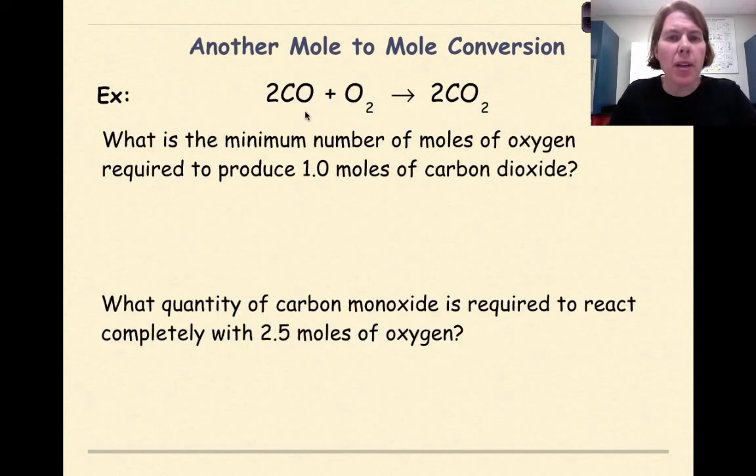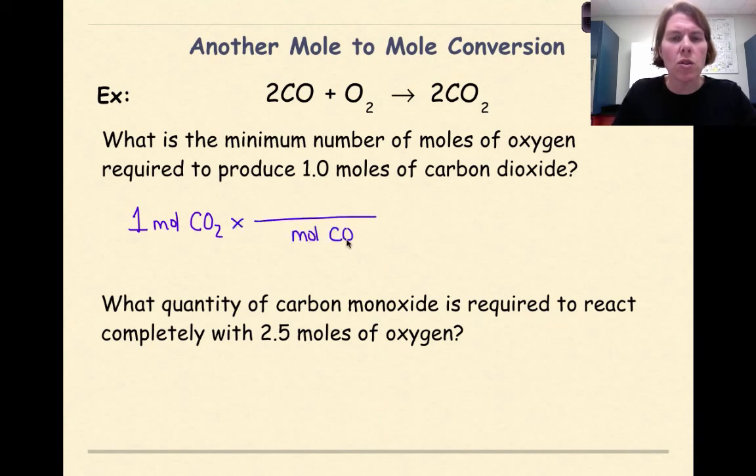2 moles of carbon monoxide react with oxygen to produce 2 moles of carbon dioxide. So what does our question ask? What is the minimum number of moles of oxygen required to produce 1 mole of carbon dioxide? No matter what the wording is in these questions, just pay attention to the numbers that are given to you. Our given is 1 mole of carbon dioxide, 1 mole of CO2, multiplication sign and a line.